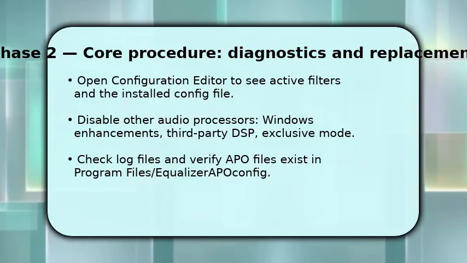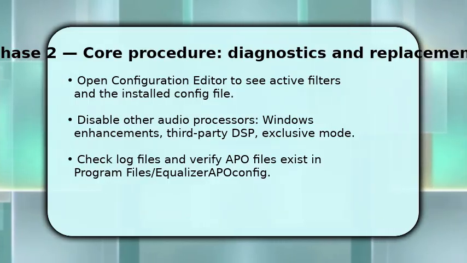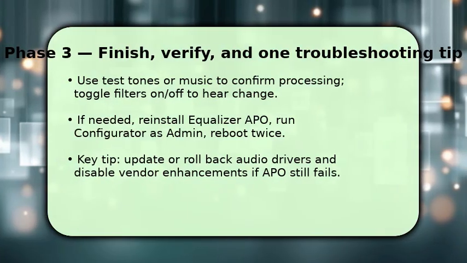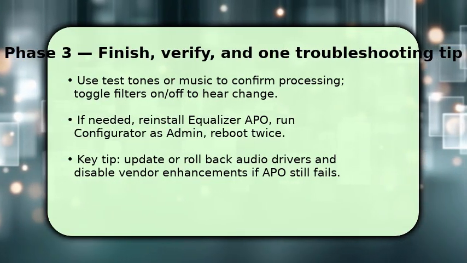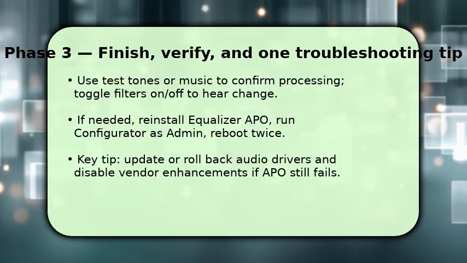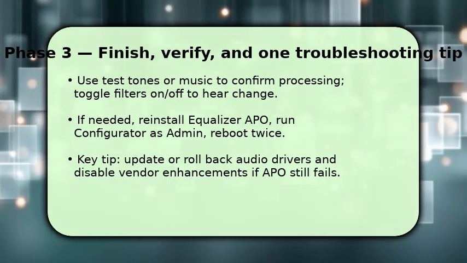To finish, test whether processing works by playing a clear test tone or music and toggling filters. If you hear a change, Apo is active. If not, reinstall Equalizer Apo, run the configurator as administrator, re-enable the device, and reboot twice to ensure service registration.